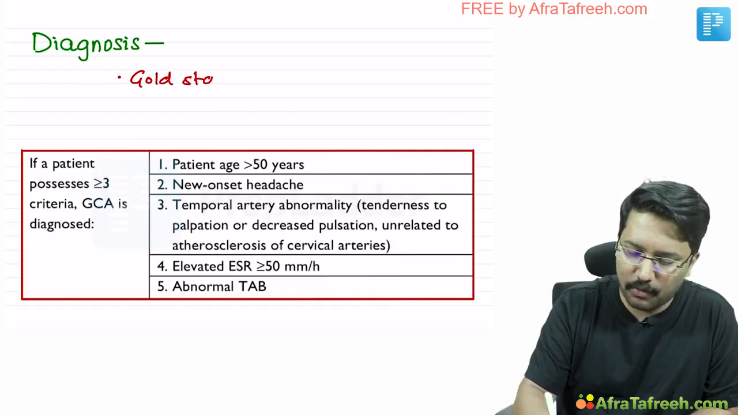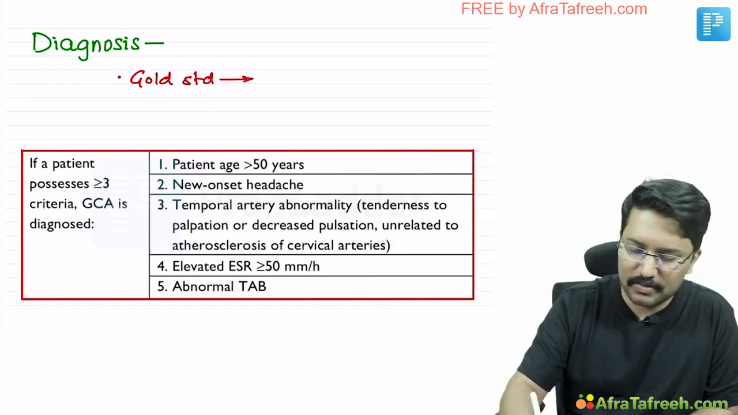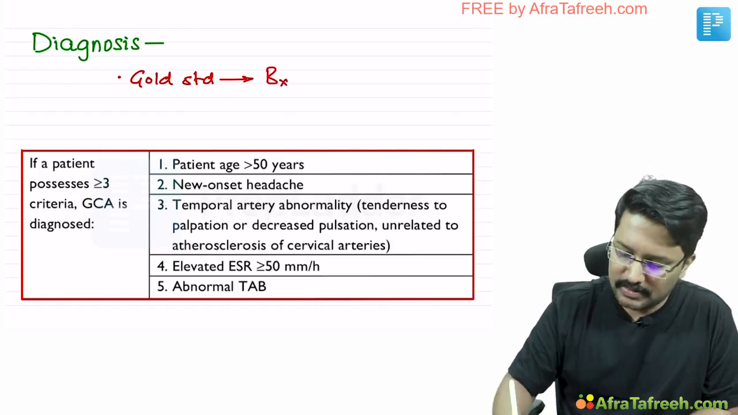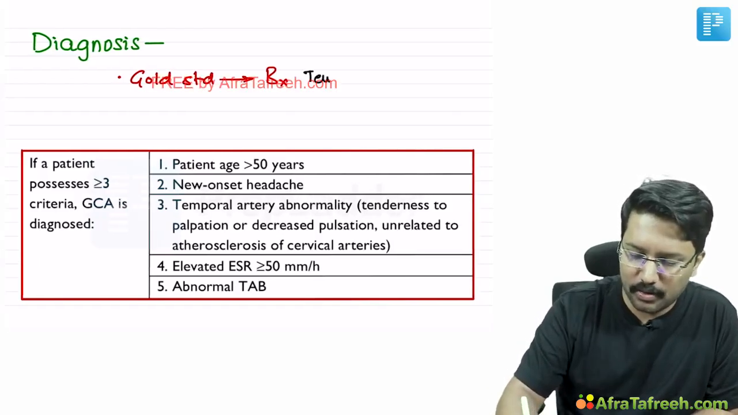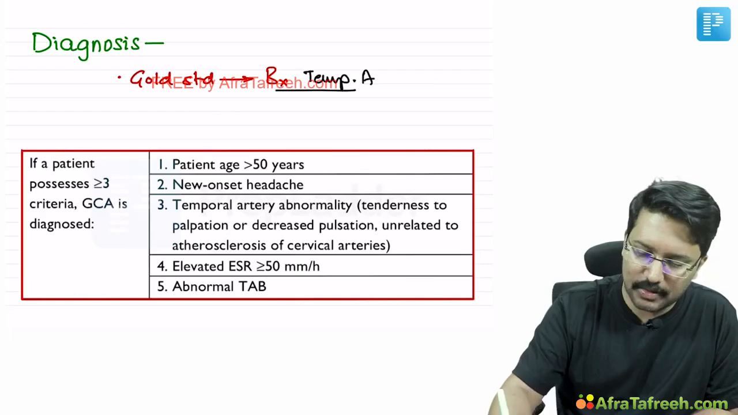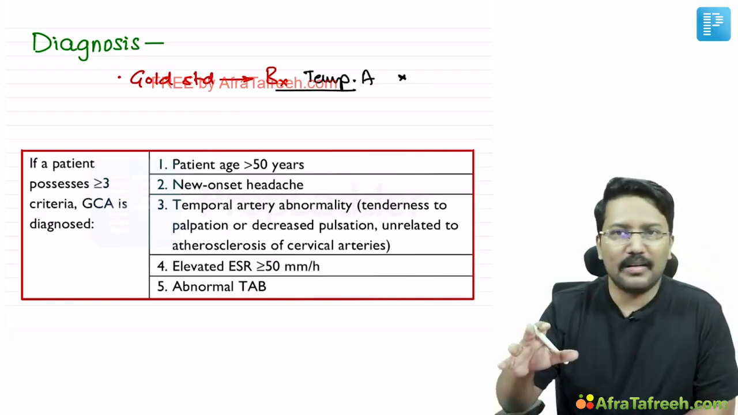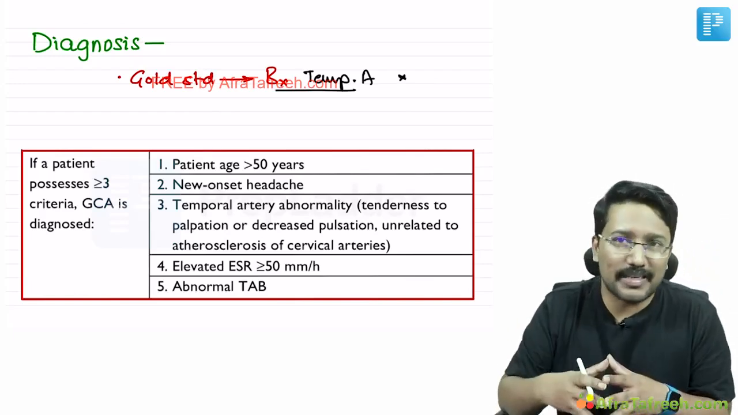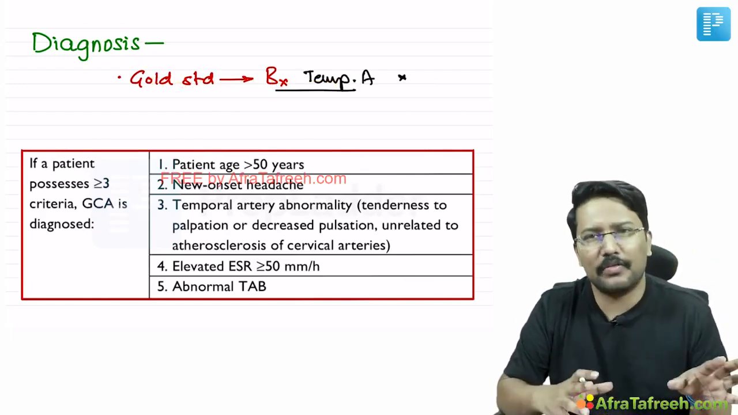So the gold standard for diagnosis of giant cell arteritis is basically the biopsy. And when I say biopsy, obviously we are talking about temporal artery biopsy, right? So that is the gold standard. But in reality, less than half of the patients require a temporal artery biopsy. I'm talking about the Western world itself.